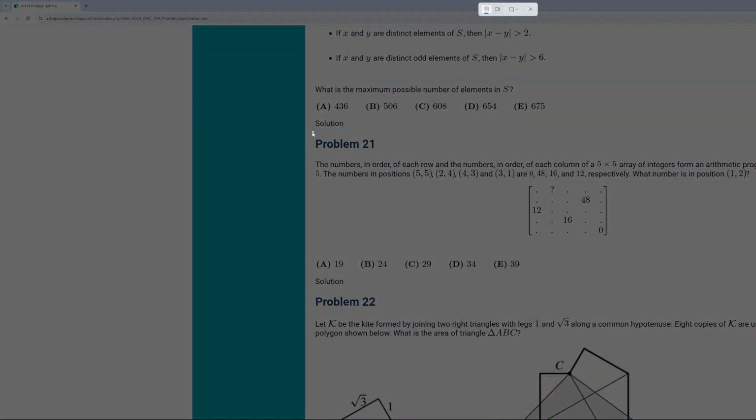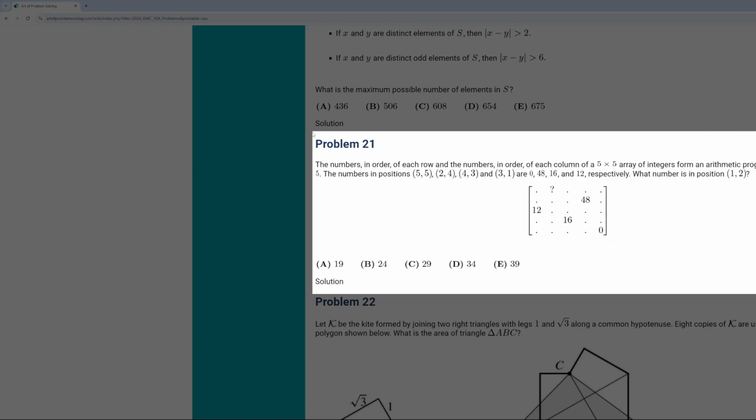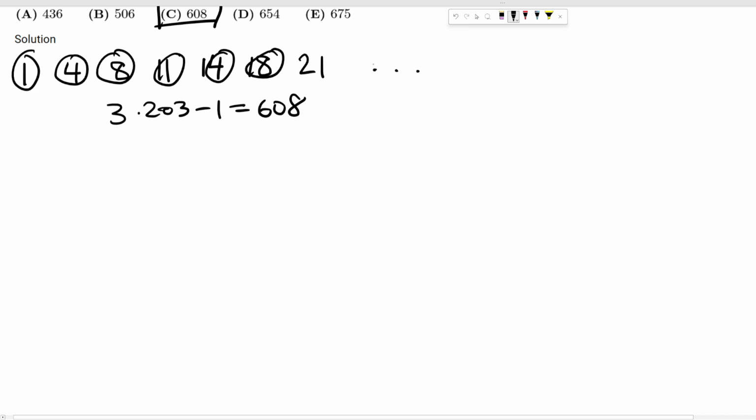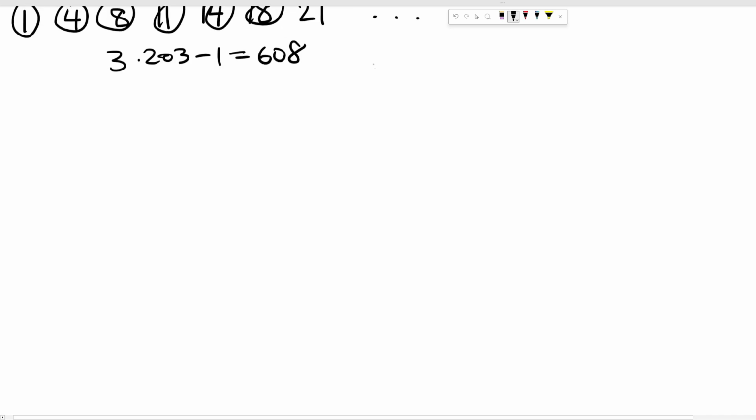Problem 21 is not a good problem. It's creative, it's not fun. I think a lot of people have opinions about the test quality of this test.